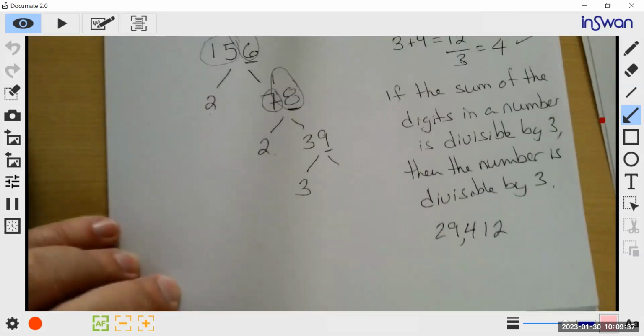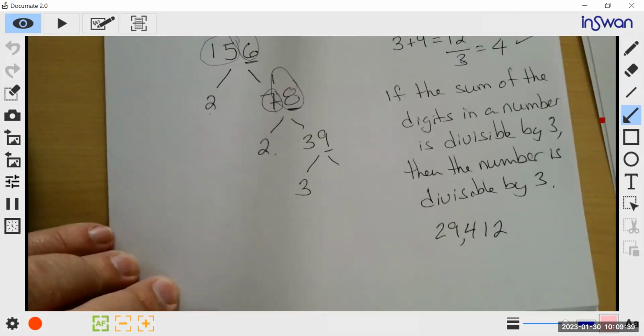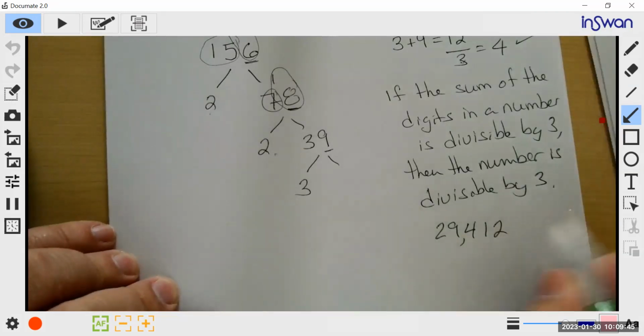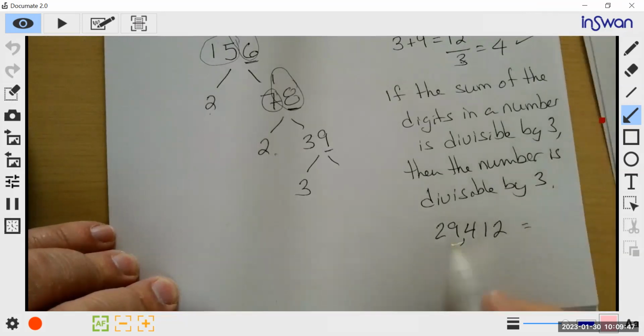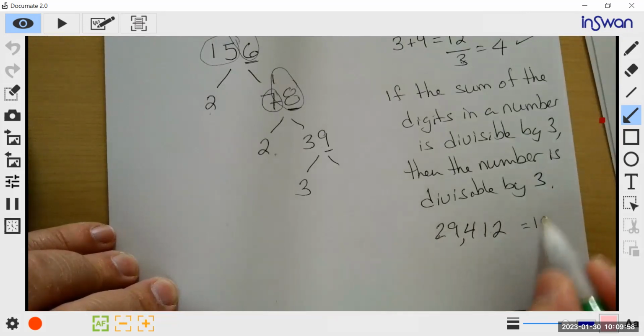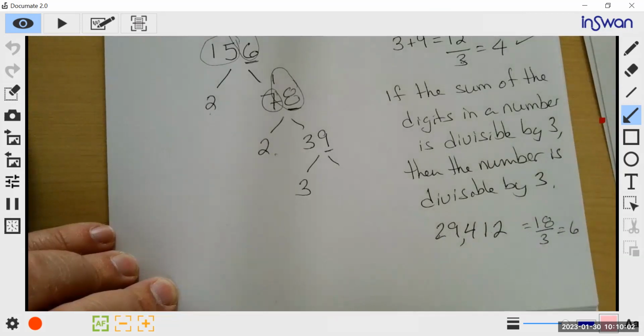29,412. Is that number divisible by 3? Yes. If you add up all the digits, what does it equal? 9 plus 2 is 11. 11 plus 4 is 15. Plus 1 is 16. Plus 2 is 18. So 18 is divisible by 3. So that means this whole number is divisible by 3.